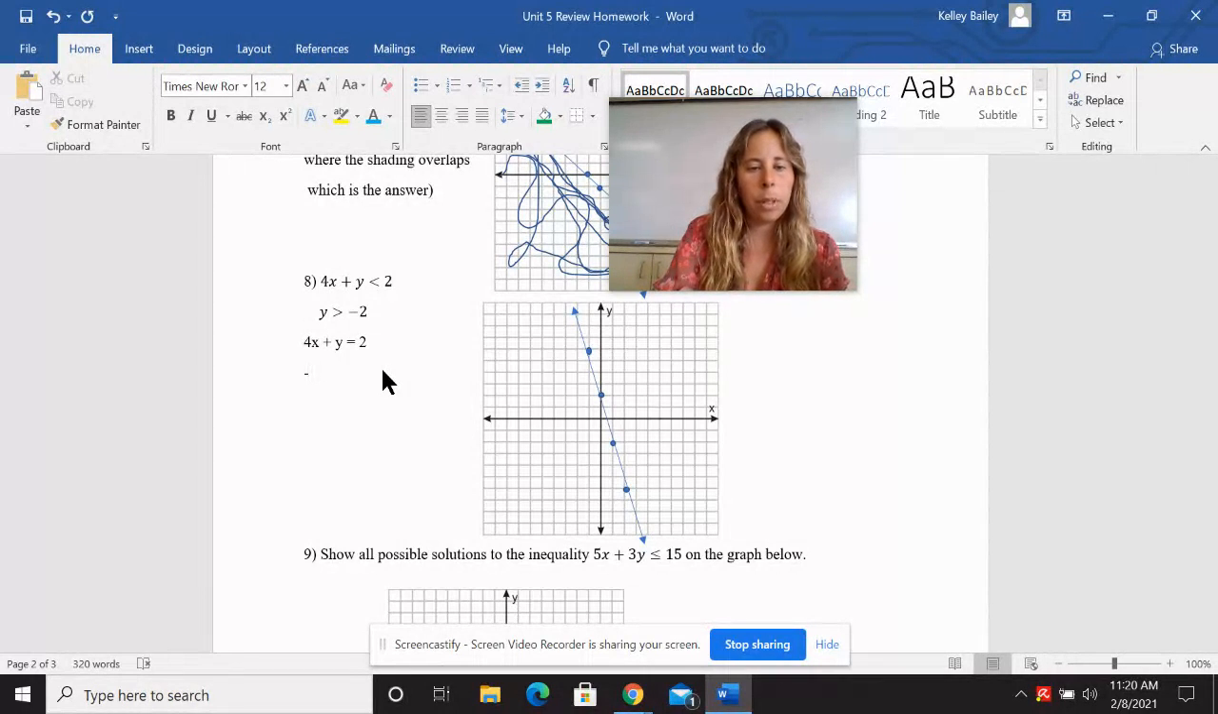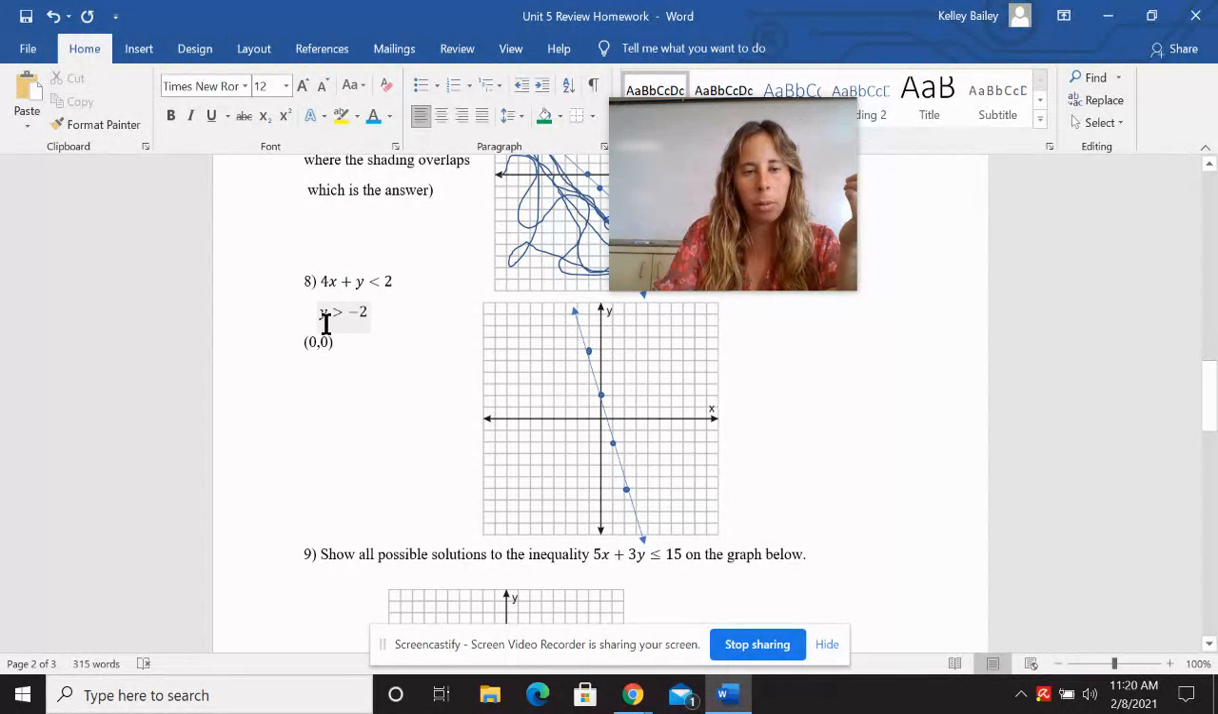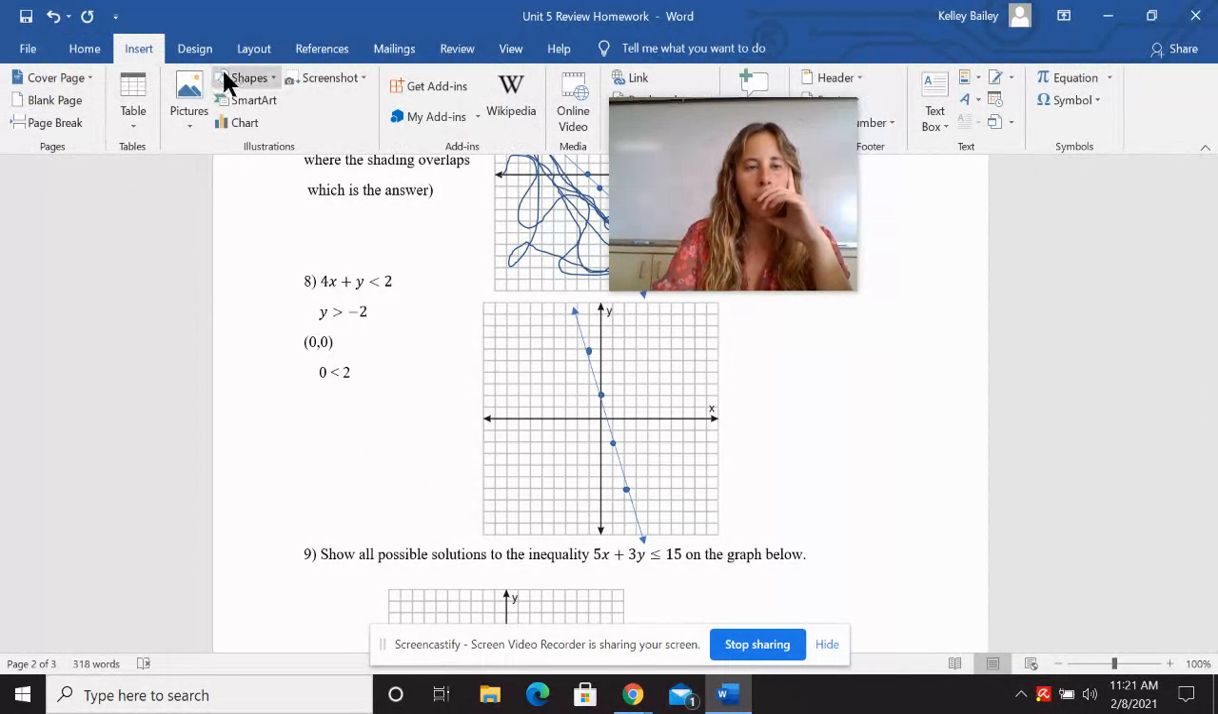Okay, so we're going to substitute the point 0, 0 into the inequality. You could choose any point. I just really like 0, 0. So that's going to be 4 times 0, which is 0, and y is 0. So you're going to end up with 0 is less than 2. Is that correct? Yeah. So 0, 0 is right here. So that means we're going to shade this part of the line.